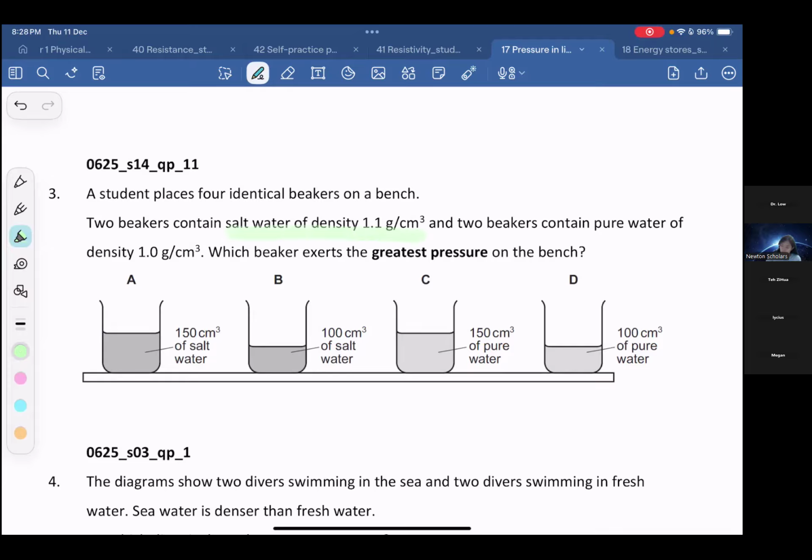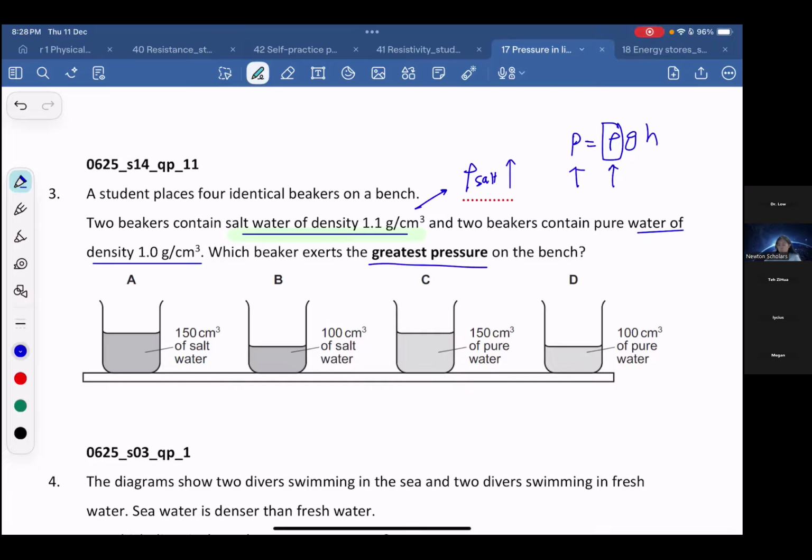Okay, here. Salt water actually is 1.1. Water is only 1. That means salt water's density is higher than water. So P equals rho g h. If the density is higher, your pressure should be higher. So we need to choose salt water instead of water. Greatest pressure, so we choose the higher density. That means A and B. C and D we already cancel out.